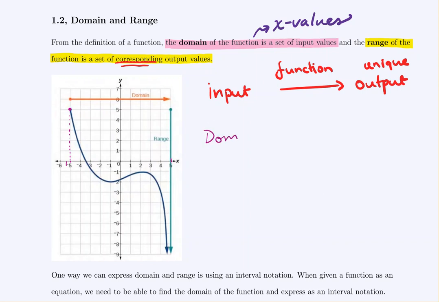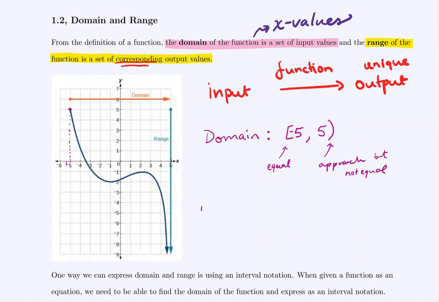So for this graph, the domain is starting at -5 including it, and then going all the way to 5, but not completely reaching it because we've got this asymptote. So with these brackets, the square bracket means it can equal that value. The open bracket means approach, but not equal. So we can get as close as we can to 5, but not equal 5 exactly.